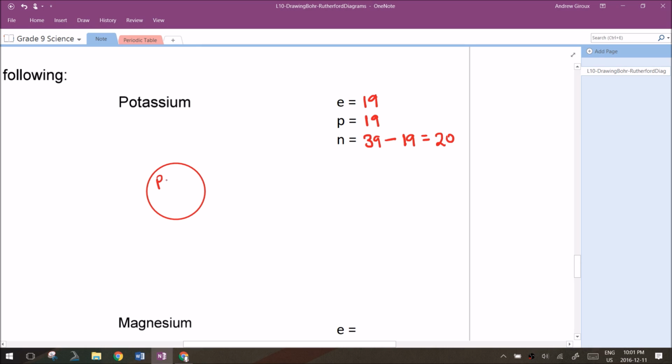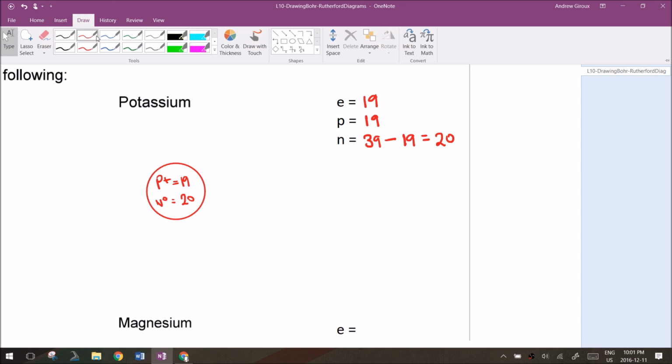So in my nucleus, I have 19 protons, 20 neutrons. Start filling my energy shells.